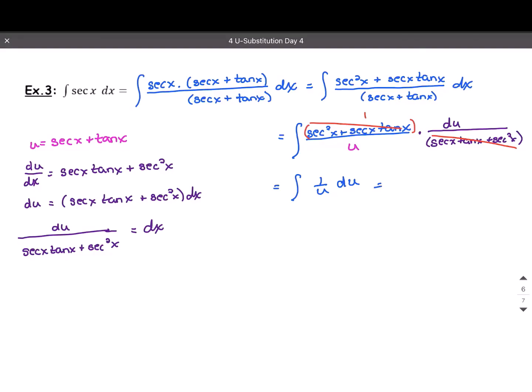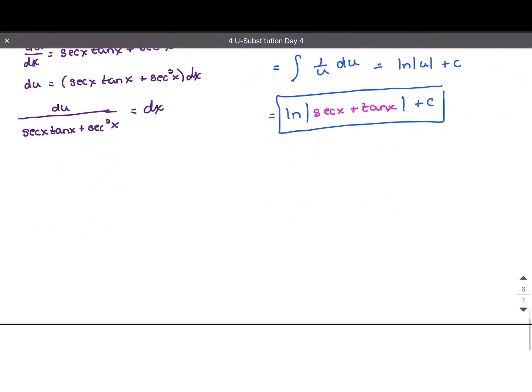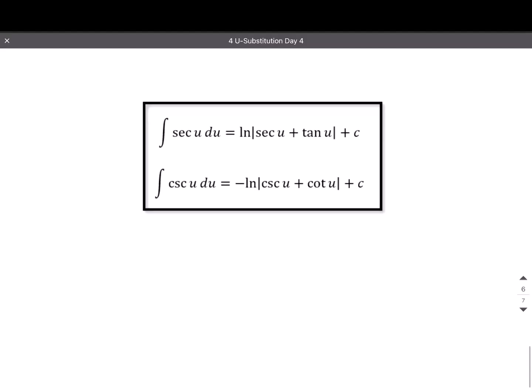I know the antiderivative of 1 over u. That's the natural log of the absolute value of u plus c. Well, that's the natural log of the absolute value. What was my u? Secant x plus tan x, plus c. Wow. So we just proved that the integral of secant u du is the natural log of the absolute value of secant u plus tan u plus c. And the integral of cosecant u du, very similarly, is the negation of the natural log of cosecant u plus cotan u plus c.